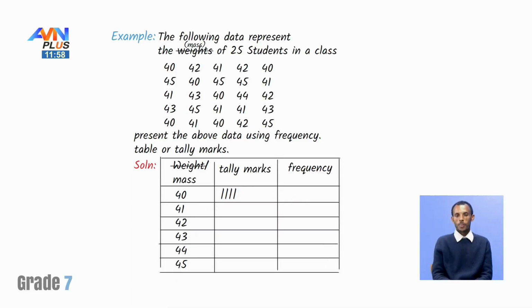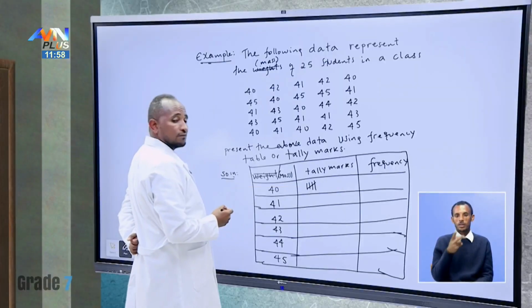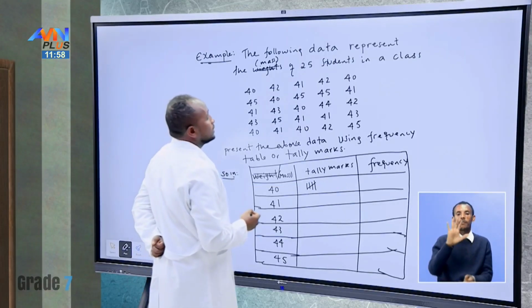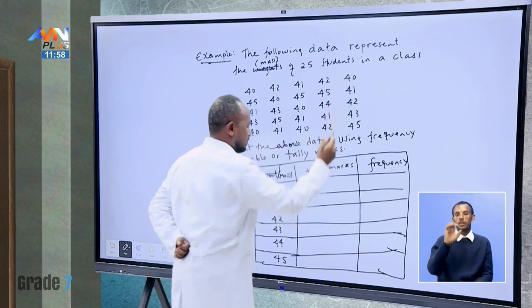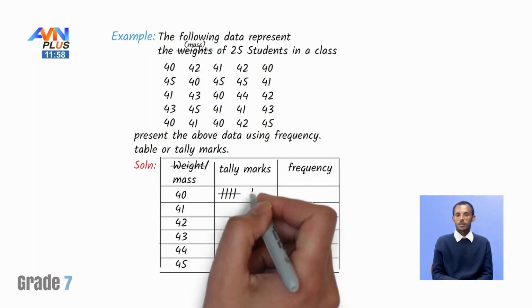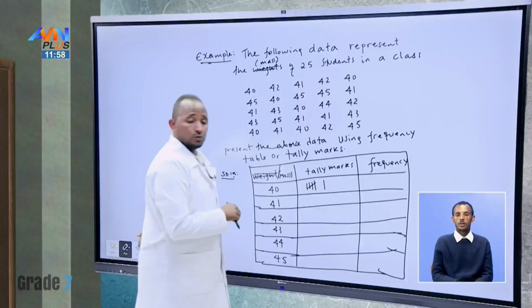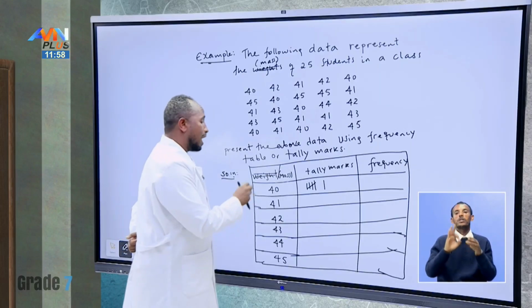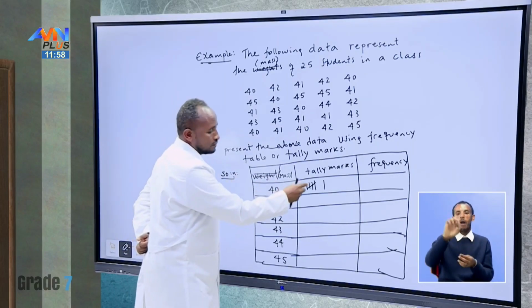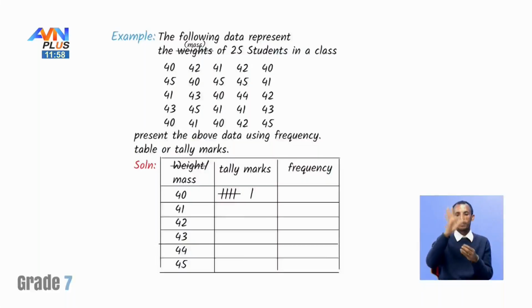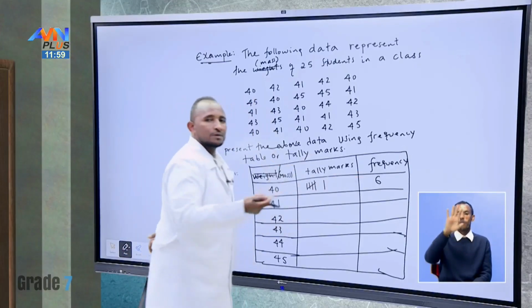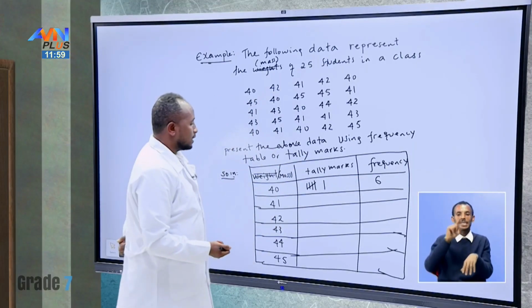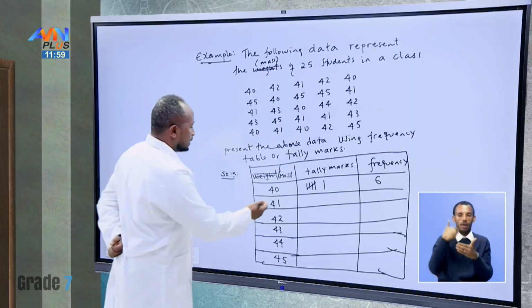So to make counting simple, let's just arrange in groups of 5. The next part does not have 40. Here we have 40. So the number of students whose mass is 40 kg is this 5 plus 1, it is 6. So 40 happens 6 times. That's the frequency.